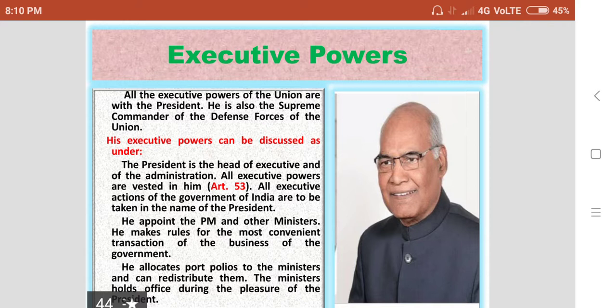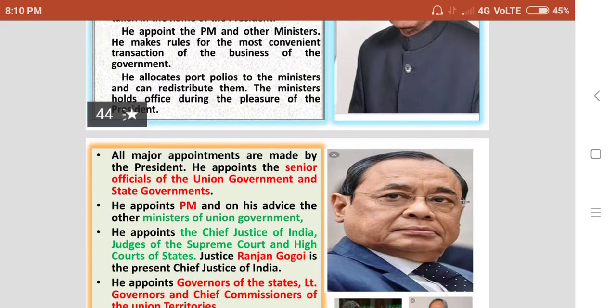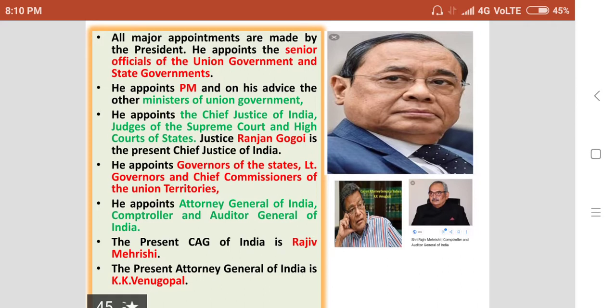So these appointments are made by the president by using his executive powers. And all major appointments are made by the president. The president appoints the senior officials of the union government and state governments. He appoints the prime minister and on his advice the other ministers of the union government. He appoints the chief justice of India, judges of the Supreme Court and high courts of the states.